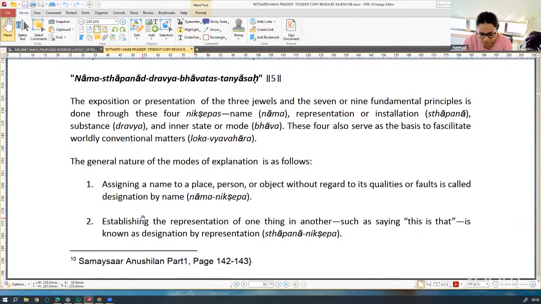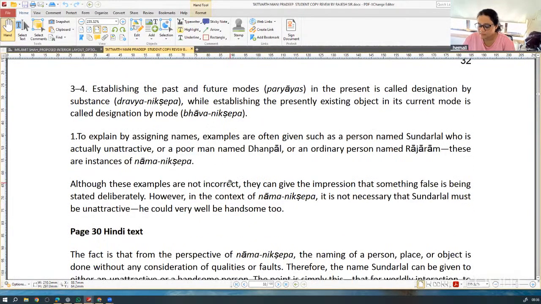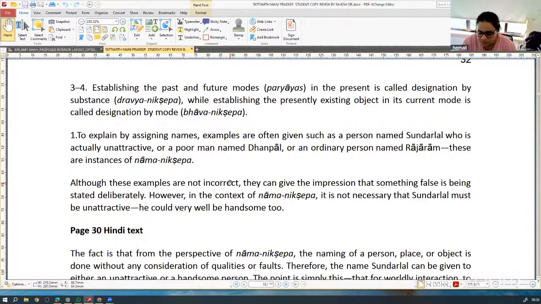The general nature of the modes of explanation is as follows. Assigning a name to a place, person, or object without regard to its qualities or faults is called designation by name, naam nikshep. Establishing the representation of one thing in another, such as saying this is that, is known as designation by representation, sthapana nikshep. Establishing the past and future modes, paryayas, in the present is called designation by substance, dravya nikshep, while establishing the presently existing object in its current mode is called designation by mode, bhav nikshep.